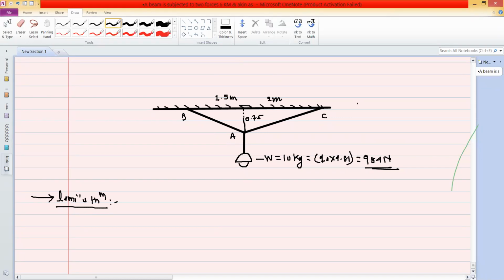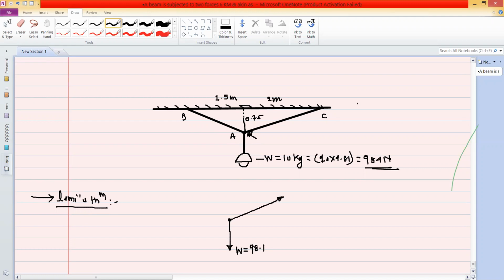first step is we have to draw the free body diagram. So this is the point A, which is called as the point of concurrency. The meaning of concurrency is all the forces are passing from the point A. At point A, the one force is vertically downward in the negative y direction, which is the weight, that is equal to 98.1 Newton.